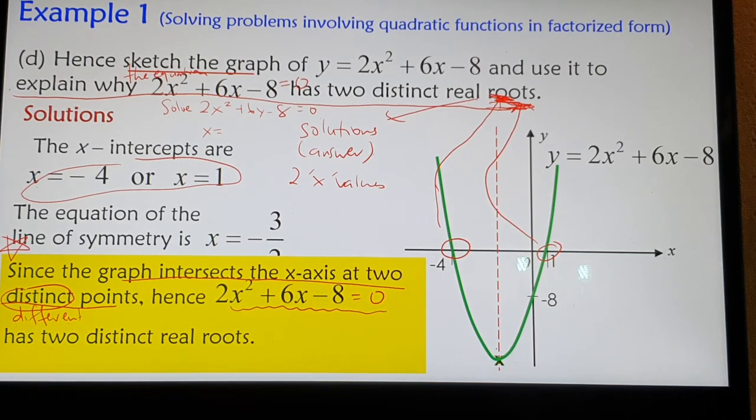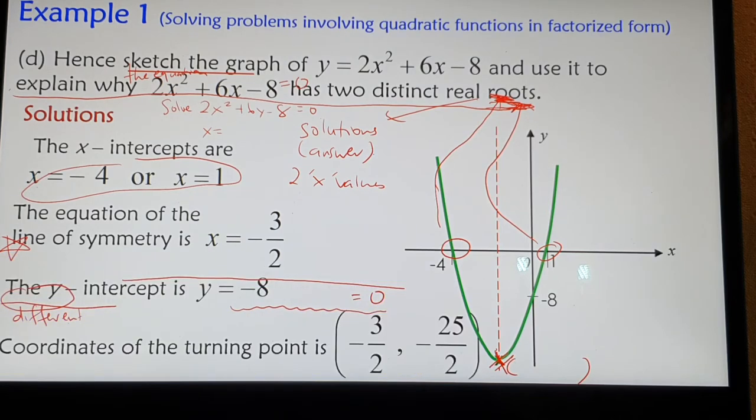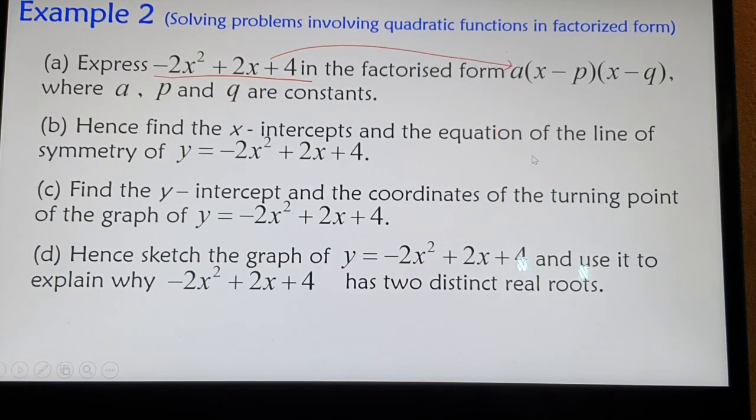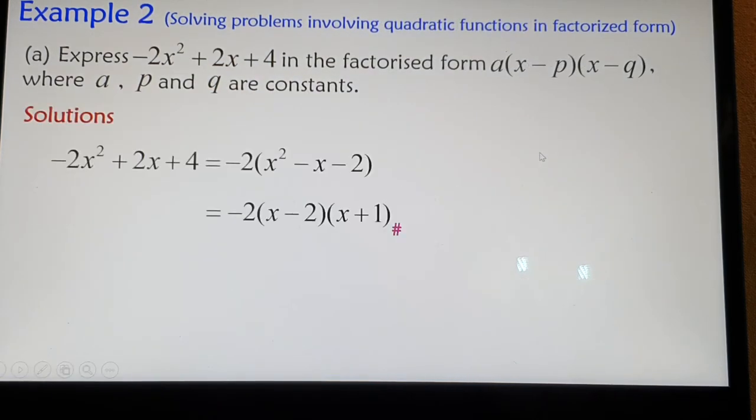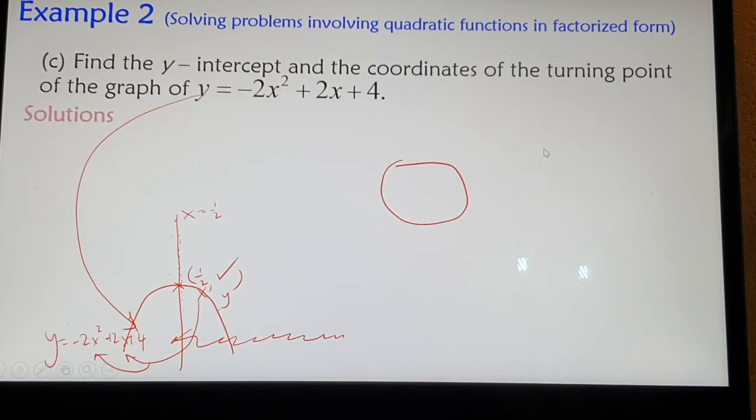Okay, everybody go back to this particular page. Question example 1. You must label this as minus 3 over 2, minus 25 over 2. So you must label the turning point, label the intercepts, and your shape must be correct. Then we give you the marks. Understand? Okay, so these are the 3 important features that I mentioned to you. Okay, all this done already.